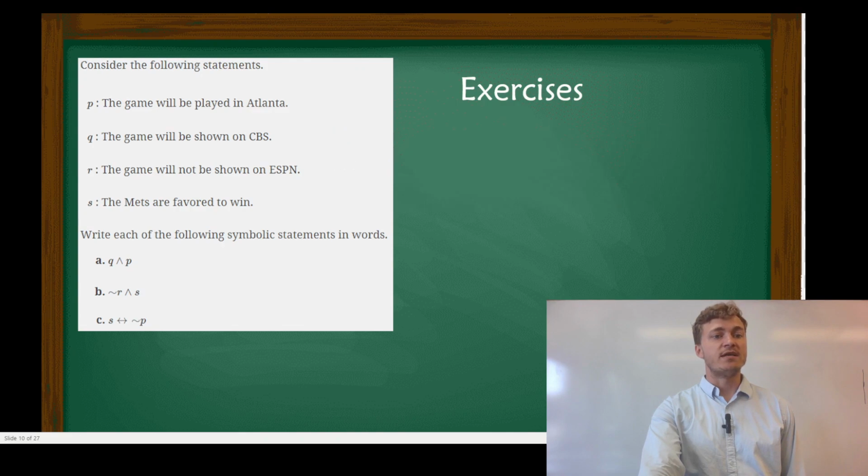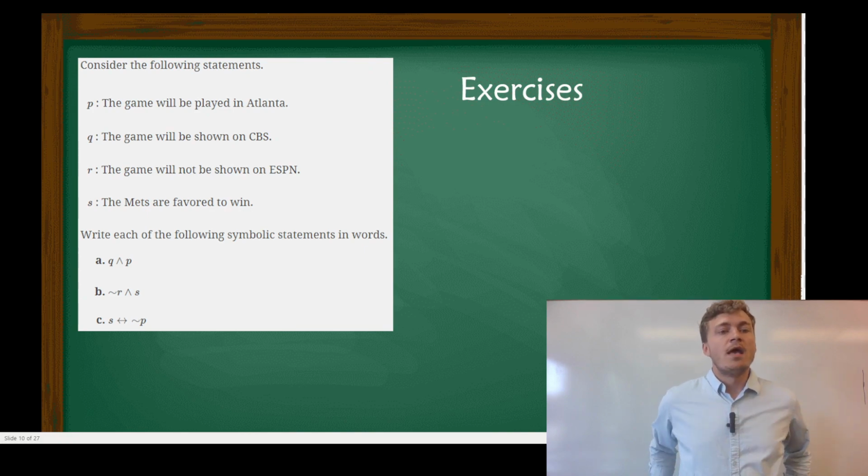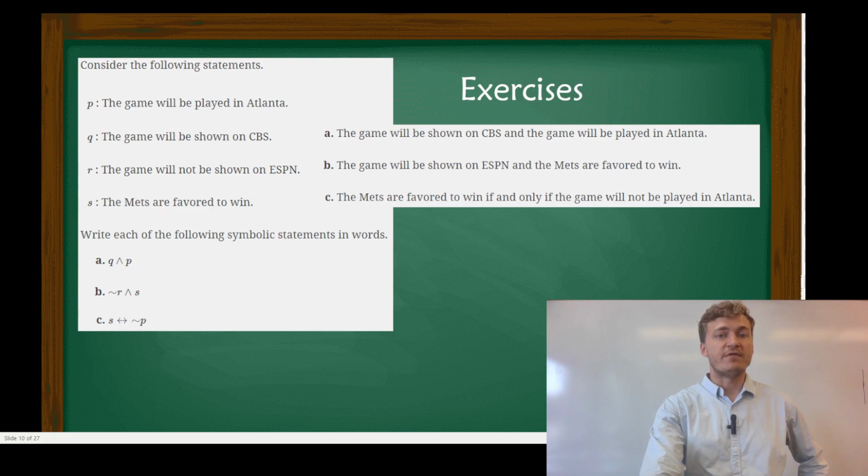Lastly, part C, we see the arrow to the left and to the right. This is our biconditional statement. This is our if and only if statement, meaning that S implies not P, and not P implies S. It's almost like an equal sign in certain cases. How we would read this is the Mets are favored to win if and only if the game is not played in Atlanta. The Mets are favored to win if and only if the game will not be, or is not, played in Atlanta. If and only if is that biconditional statement.